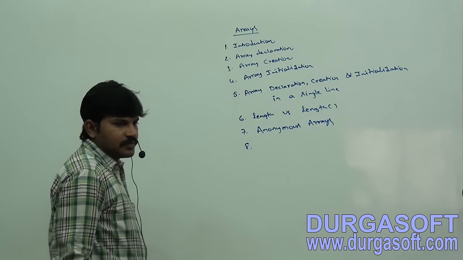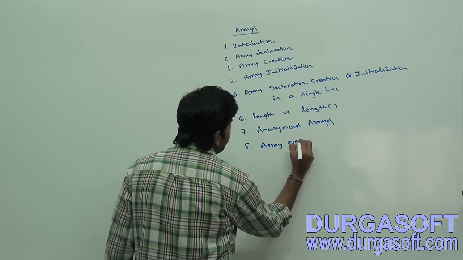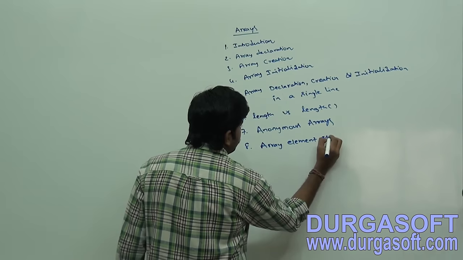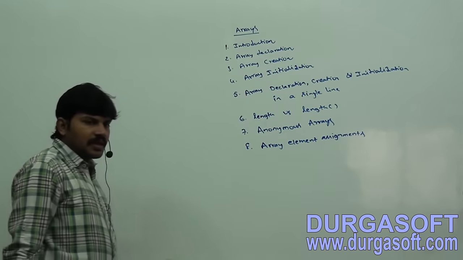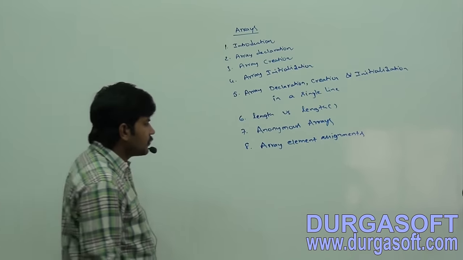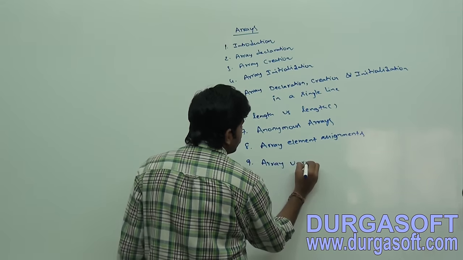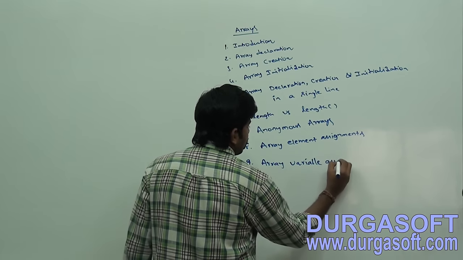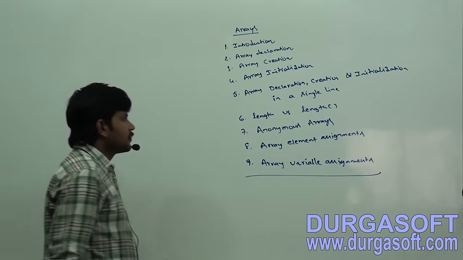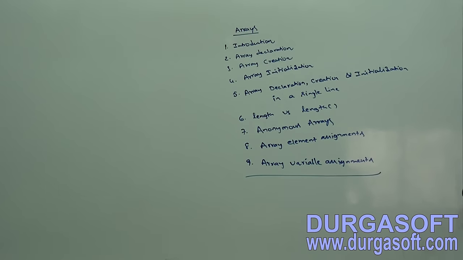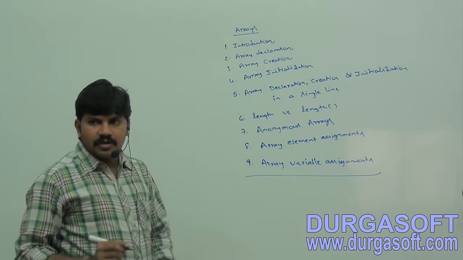anonymous arrays. Next, array element assignments. Next, array variable assignments. Array element assignments, array variable assignments, that's all. So these are the 9 subtopics we have to discuss as a part of arrays.